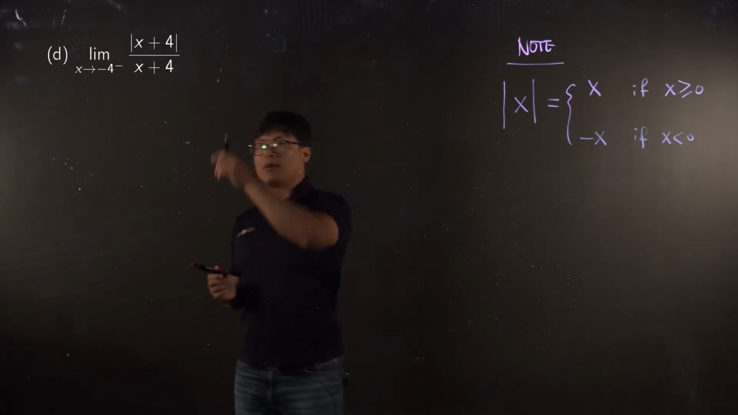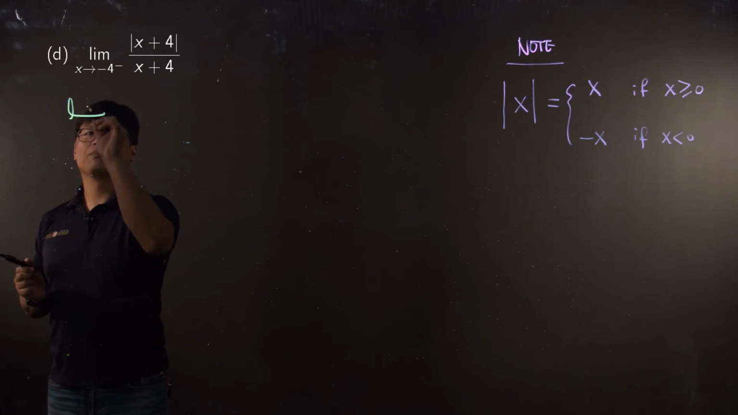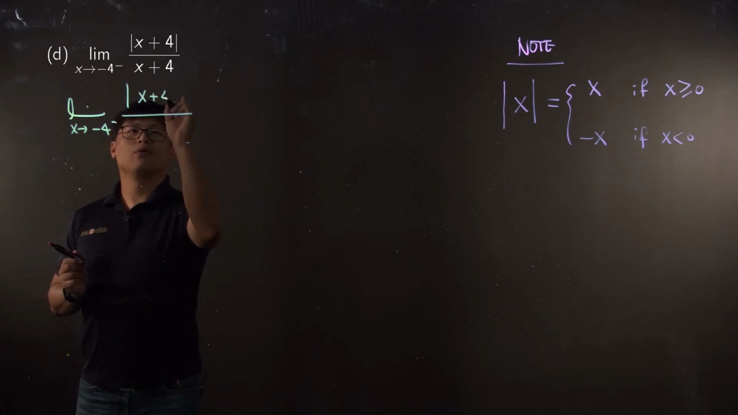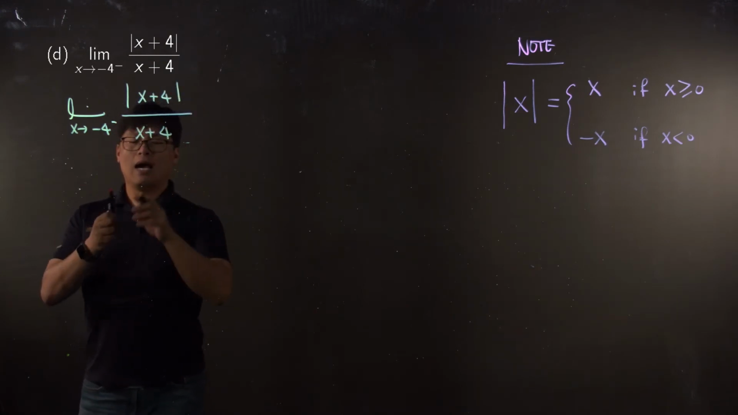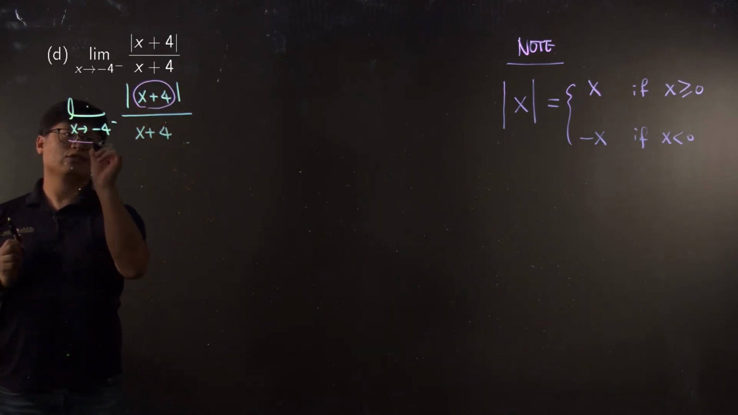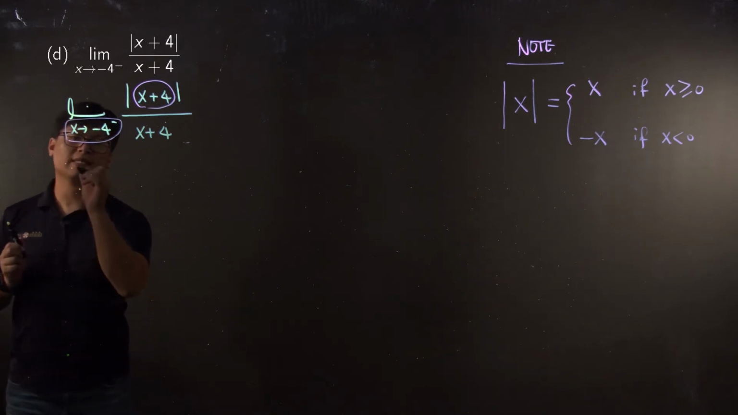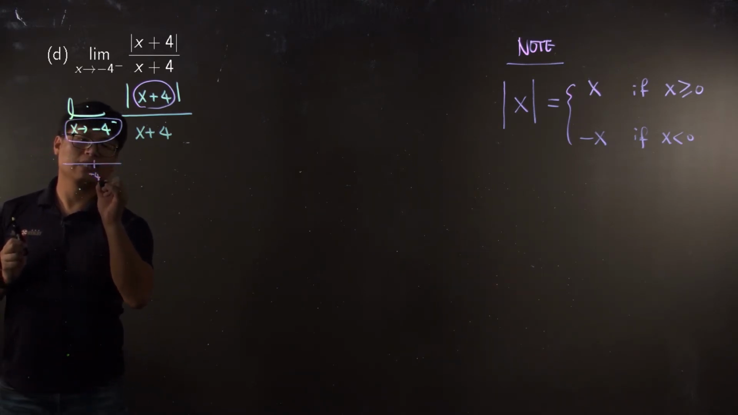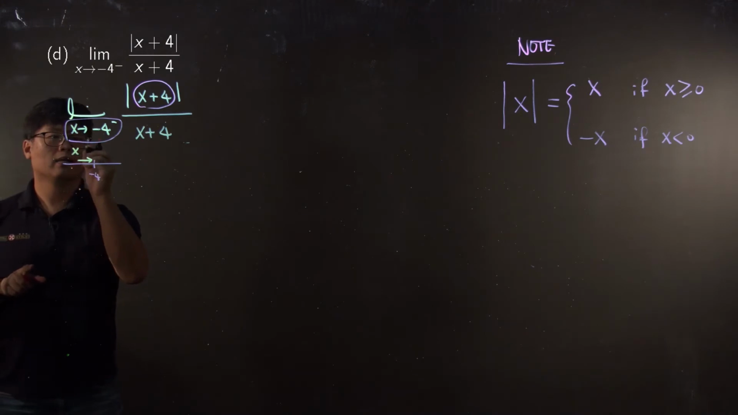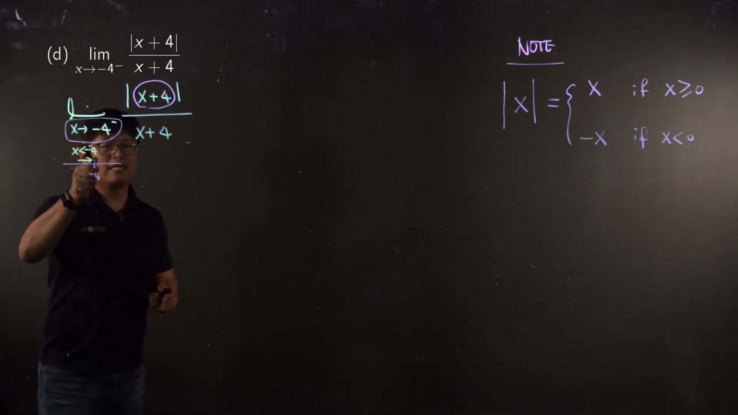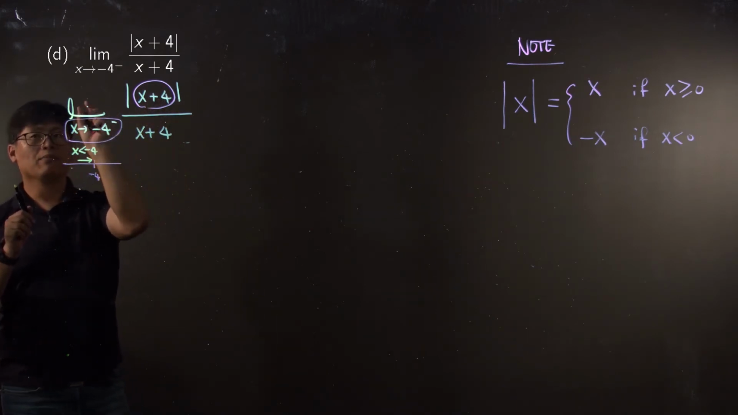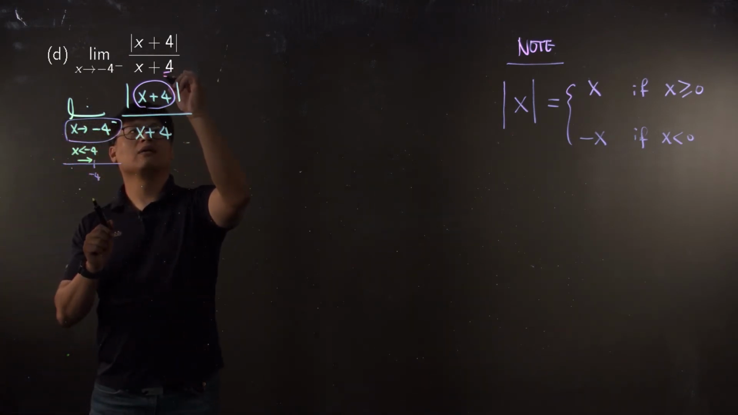Now what about this problem? Let me rewrite my problem. x goes to negative 4 from the left, absolute value of x plus 4 over x plus 4. I would like to talk about the sign of this guy. Does it make sense? Look at that. This notation, x goes to negative 4 from the left-hand side, which means negative 4 is here, then approaching from the left-hand side. So your x is less than negative 4. Since your x is less than negative 4, x plus 4 is a small negative number. So we found this is a negative number.